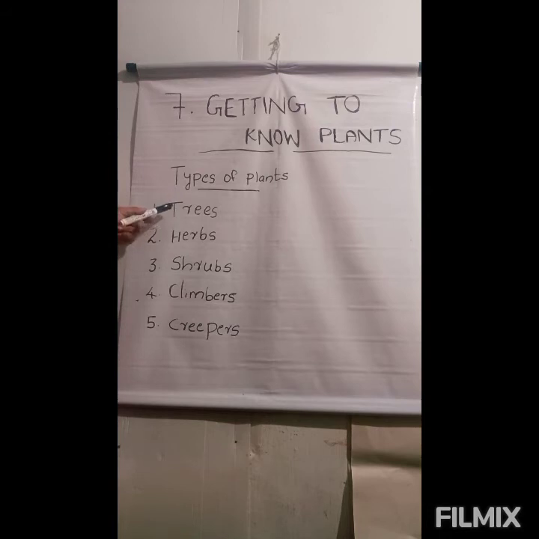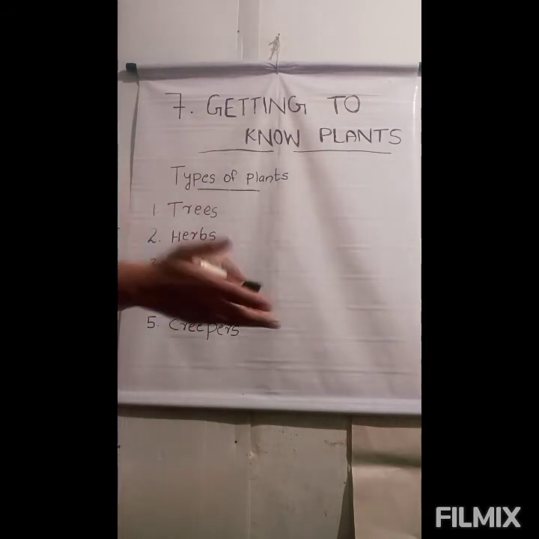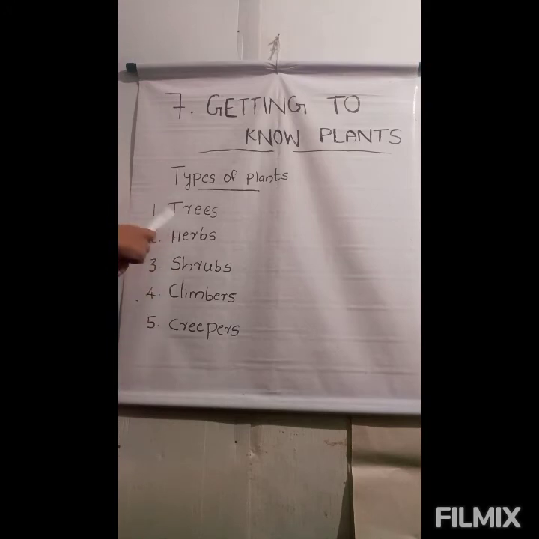So, what is the classification of plants? Which are the 5 types of plants? Trees, herbs, shrubs, climbers, and creepers. You have seen various examples of these 5 types of plants, and you have learned the differences between the various parts of these plants. So once again, please recall the types of plants: trees, herbs, shrubs, climbers, and creepers.